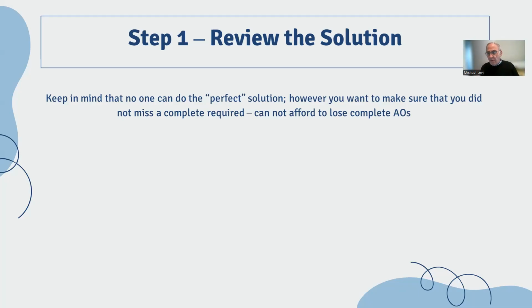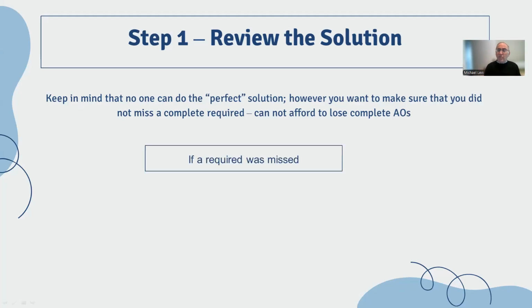But what I am very concerned about is to make sure that I didn't miss a complete required. If you missed a complete required, that means you lost at least one AO. And in some instances, there could even be more than one AO associated with the required. So you could even lose a couple of AOs. You can't afford to be losing AOs because if you go back to the passing profile, and there's a separate video on that, so I'm not going to get into that today, it's very hard to pass if you're continually losing complete AOs. So it's absolutely imperative to ensure that there weren't any requireds that were missed completely.